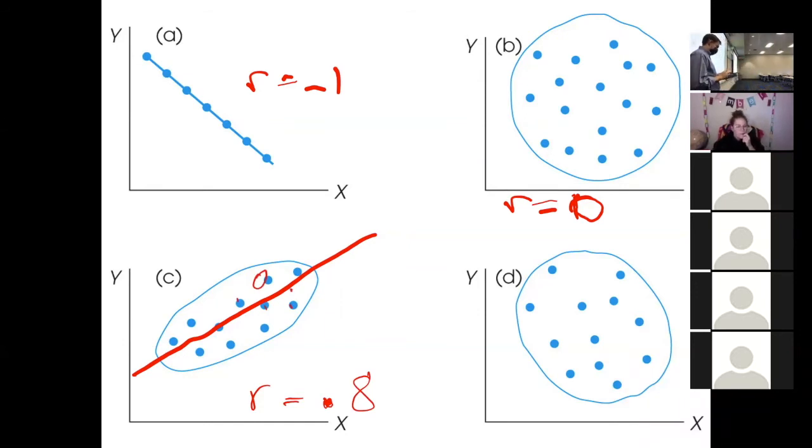Pretty good linear relationship. What we have in D is a weak negative correlation. You can see how a line would fit right through those data in kind of a negative direction, but there's not a lot of closeness between the data points and that line. So this one may be a correlation of, let's say, negative 0.4. So it's a moderate negative correlation.